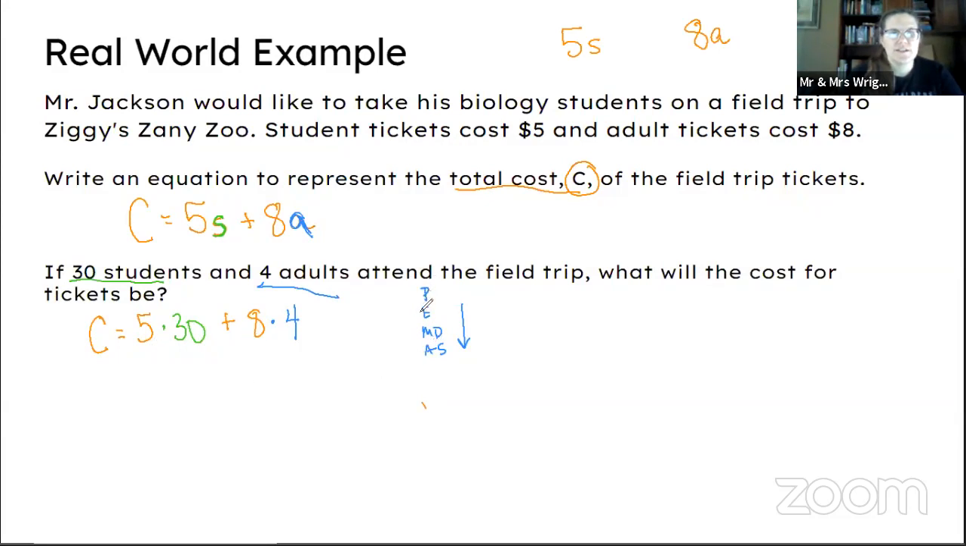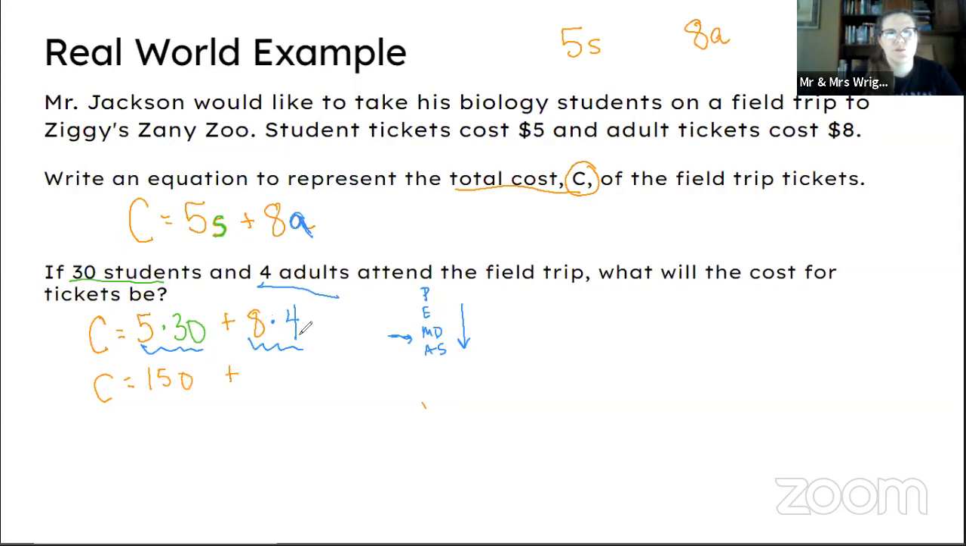So there's no parentheses, no exponents. So I need to start with my multiplication and division first. I've got some multiplication here as well as here. I start on the left and move to the right. So C equals 5 times 30. Well, 5 times 3 is 15. Throw a 0 on the end.